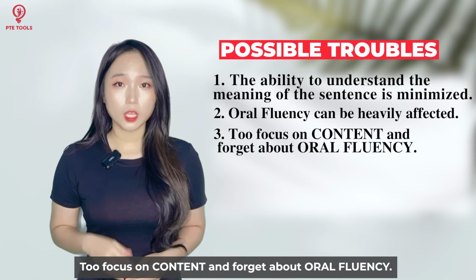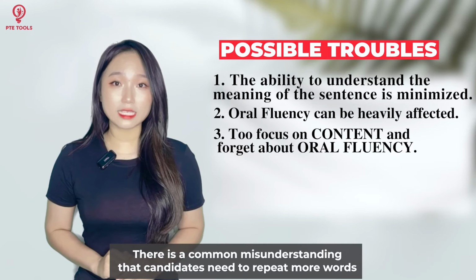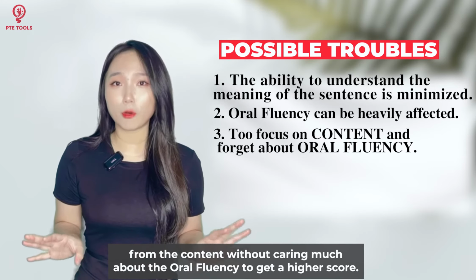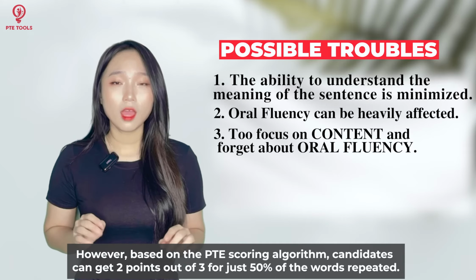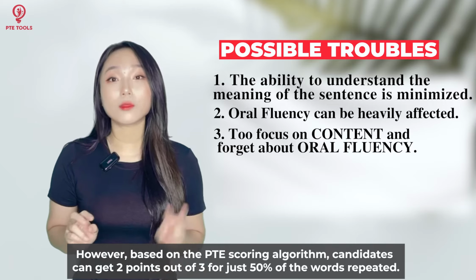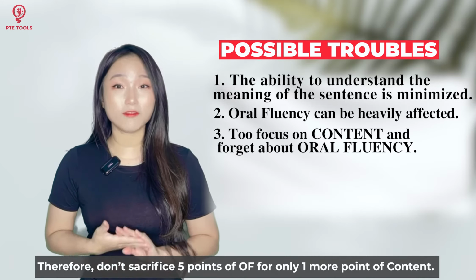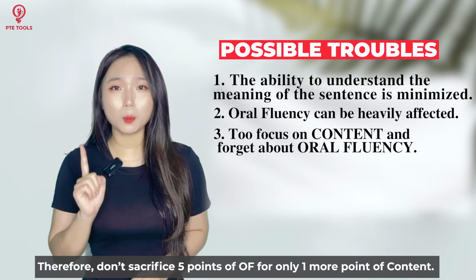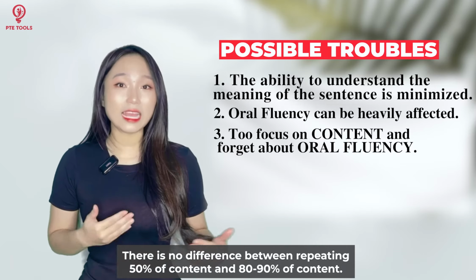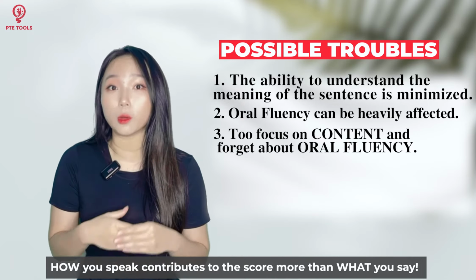The third trouble, to focus on content and forget about oral fluency. There is a common misunderstanding that candidates need to repeat more words from the content without caring much about the oral fluency to get a higher score. However, based on the PT scoring algorithm, candidates can get 2 out of 3 points for just 50% of the words repeated. Therefore, don't sacrifice 5 points of oral fluency for only 1 more point of content. There is no difference between repeating 50% of content and 80 to 90% of content. How you speak contributes to the score more than what you say.